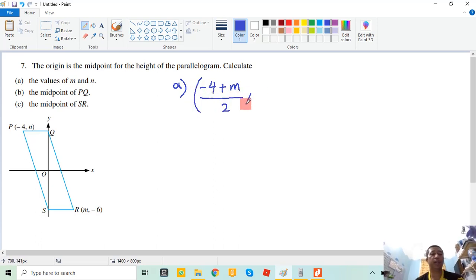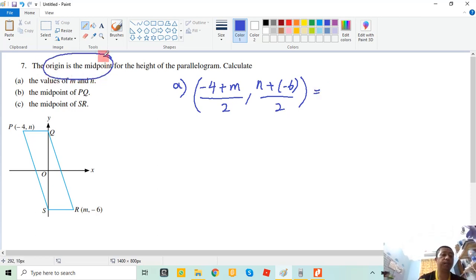Now we go to point y. Point y for P is n plus -6 here from point R plus -6 divide 2, and this is equal to the midpoint. So where is the midpoint? Midpoint says here origin is the midpoint. So this is the midpoint O, and the coordinate for origin is actually 0, 0.